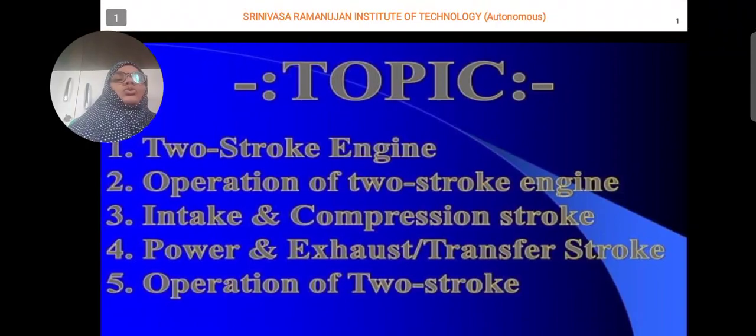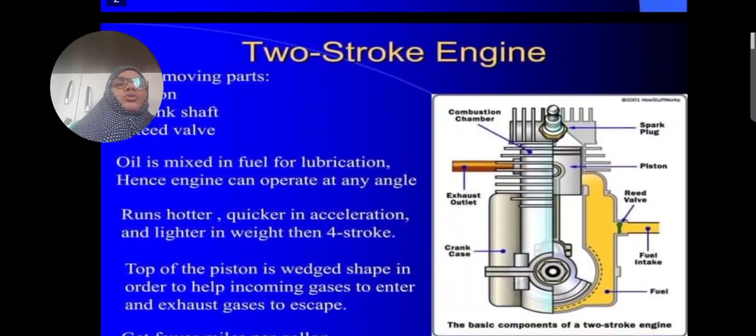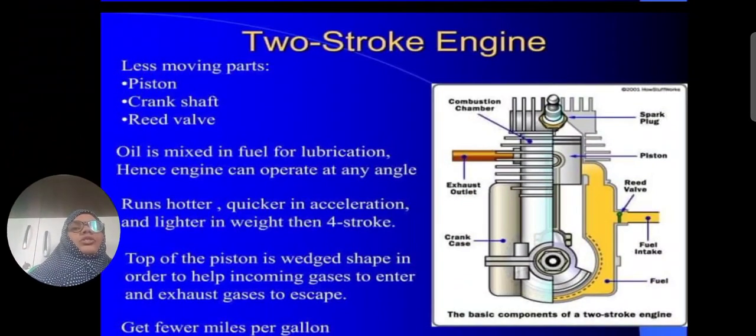Topic: two-stroke engine, operation of two-stroke engine, intake and compression stroke, power and exhaust or transfer stroke, operation of two-stroke. So this is two-stroke engine.